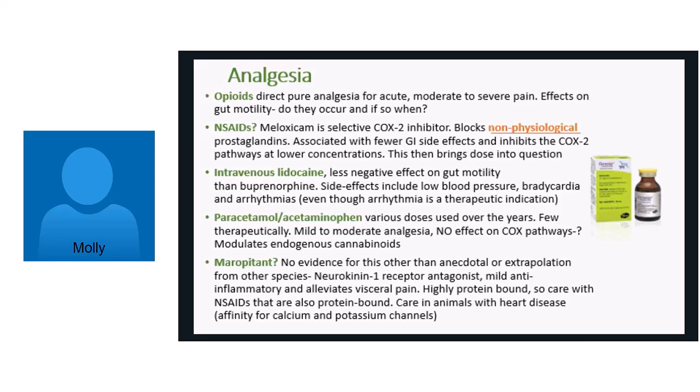What about drugs like meropitant? Again, increasingly, we have very little evidence for this other than anecdotal. However, this neurokinin 1 receptor antagonist is an anti-inflammatory, and it is good at alleviating visceral pain. So again, I'm very inclined to use this in gut stasis cases for the pain of the gut stasis, as well as any other pain elsewhere.